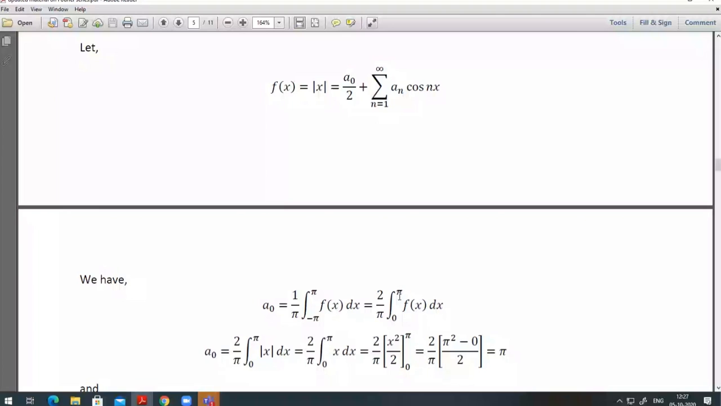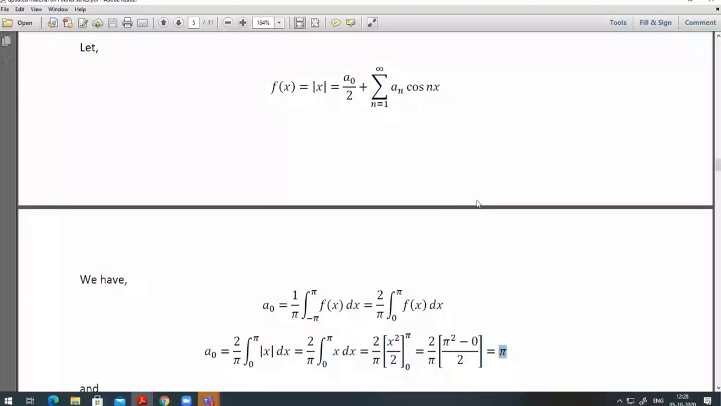So that becomes 2 by pi integration from 0 to pi mod x dx. Mod x in the interval 0 to pi is positive x, and if we integrate this x, we get x square by 2. So put the limit 0 to pi. Simplify: 2 by pi, upper limit is pi square minus lower limit 0, divided by 2. So the 2 gets cancelled, we get a naught as pi. So this is a naught value.